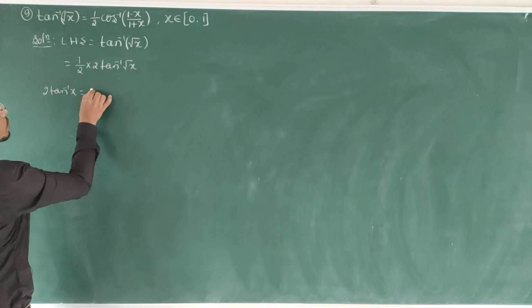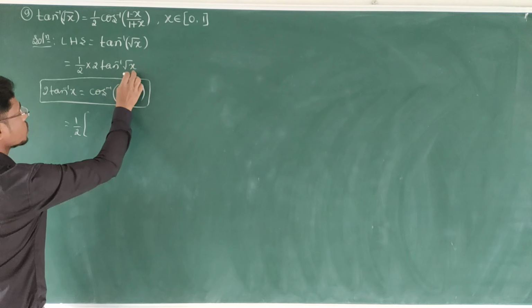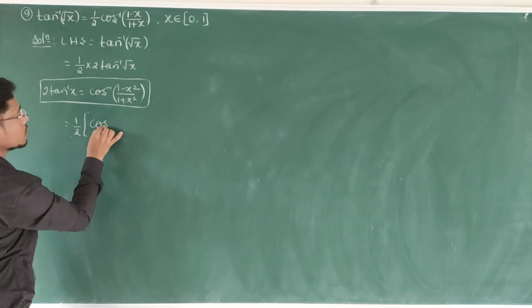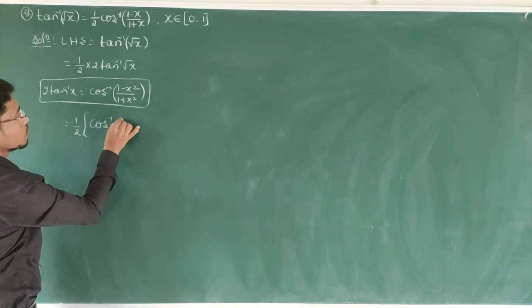Okay, so I will use this formula for this. 1 by 2 as it is. 2 tan inverse root x, this is x, cos inverse of 1 minus root x square divided by 1 plus root x square, right? This is equal to 1 by 2 cos inverse of, root and square get cancelled, root and square get cancelled, remaining 1 minus x divided by 1 plus x. So this is the required result. Okay, RHS.